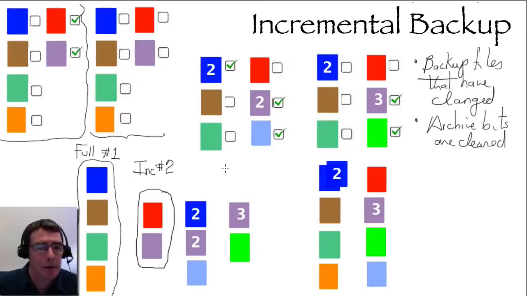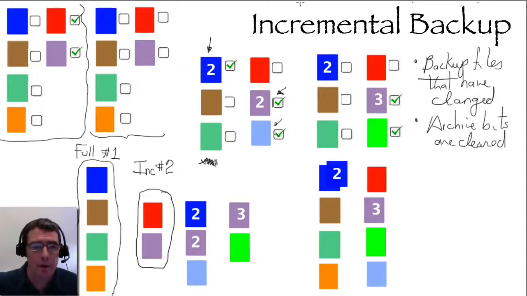Now on day 3, maybe we've modified this blue file. So that's why it's 2. It's a sort of a new version number 2. Maybe it's a Word document and I've added a paragraph of text. So therefore, since it's been modified, I have the archive bit set. You'll notice that there was an orange file under here, but I deleted it. So it's gone from the file system. We also updated our purple file. We've changed that, so the archive bit is set, and we've added a new file.